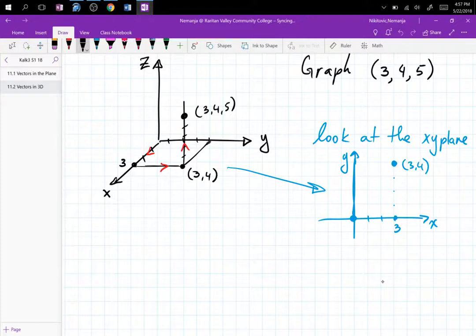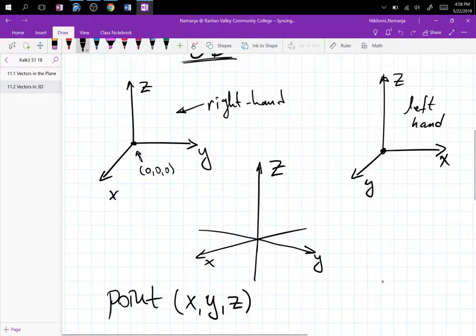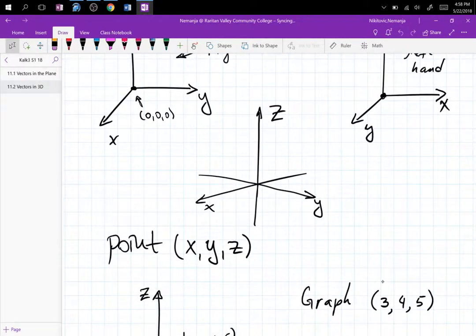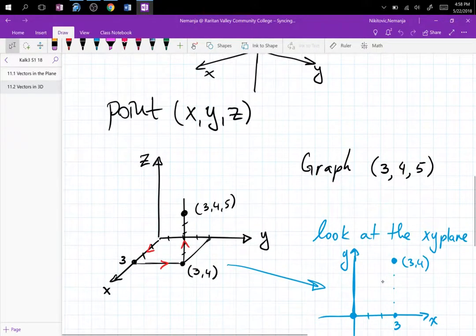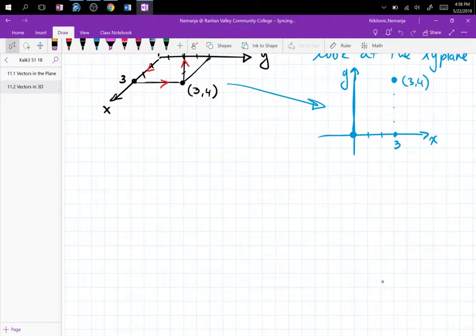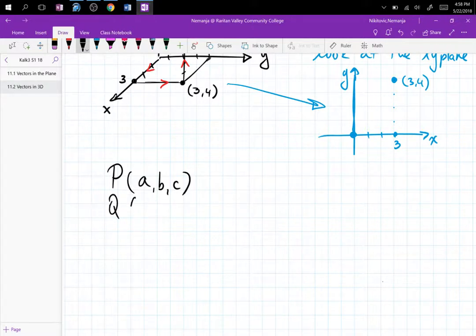So now we know how to see and distinguish which one is which. We know there are 8 octants. The point is x, y, z. Now when I have points defined, I can stretch the vector between 2 points. So if the point P is A, B, C, and the point Q is, let's do L, M, N.